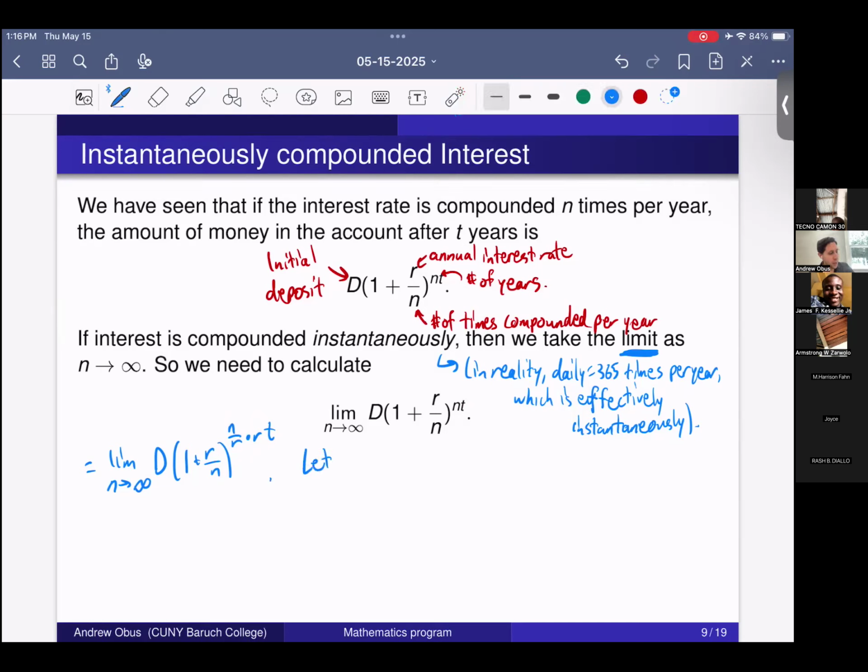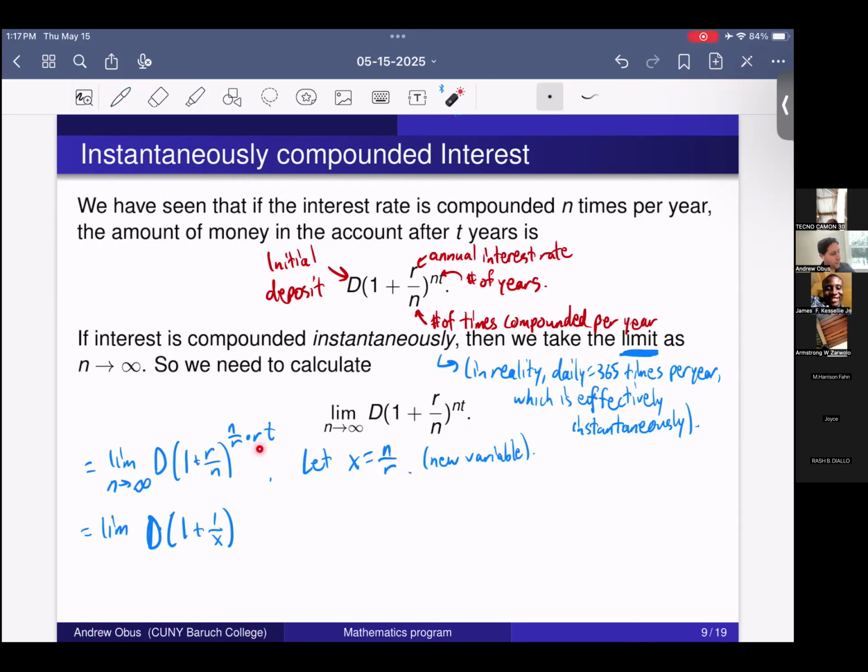So now what I'm going to do is let x be equal to n over r. I'm just going to make a change of variables, just going to introduce a new variable. So then what do I get? This is the limit as n goes to infinity of d times 1 plus, well, r over n is the reciprocal of n over r, right? So it's the reciprocal of x. So that should be 1 over x.